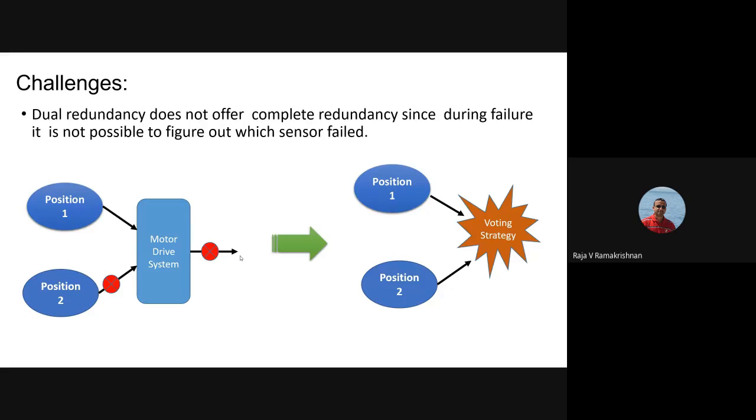Now, is that good enough? Think about the case when you have dual redundancy: it does not offer complete redundancy, since during a failure, it is not possible to figure out which sensor failed. So if you have two sensors and one of them fails, how do you make sure that is the right sensor to turn off? There needs to be something called a voting strategy, something to vote to understand which one is actually failing. Is it position one which actually failed, or position two?